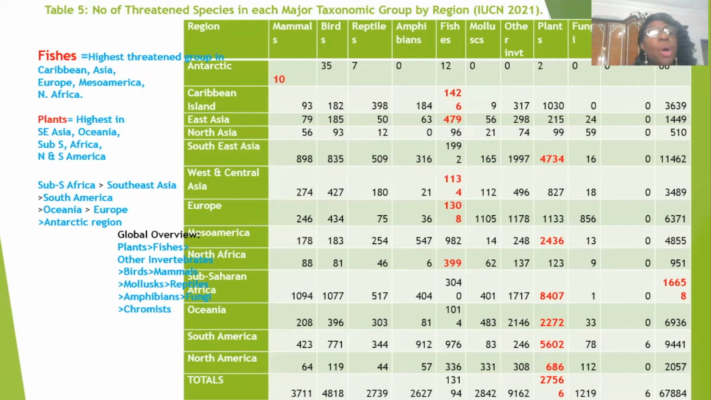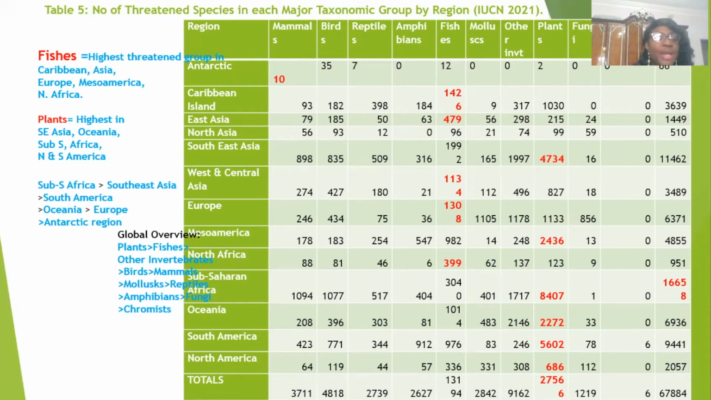Table 5 depicts the number of threatened species in each category of organisms and for each region. These are computed from IUCN 2021 data. The numbers indicated in red represent the highest group of threatened organisms within the region. From the table, it is seen that fishes are the highest threatened group in Caribbean, Asia, Europe, Mesoamerica, and North Africa. Plants are highest threatened in Southeast Asia, Oceania, Sub-Saharan Africa, North and South America.